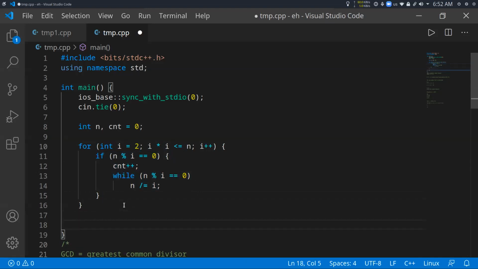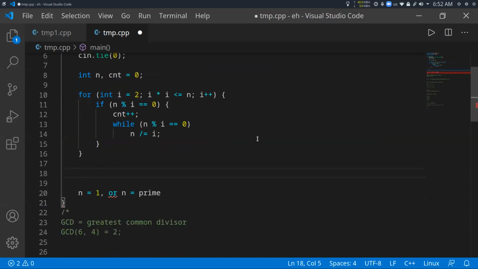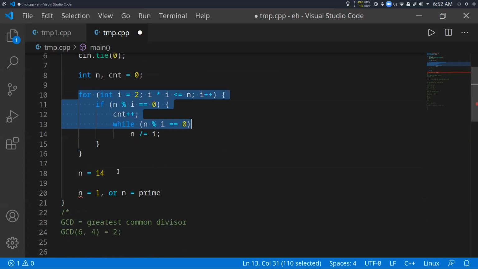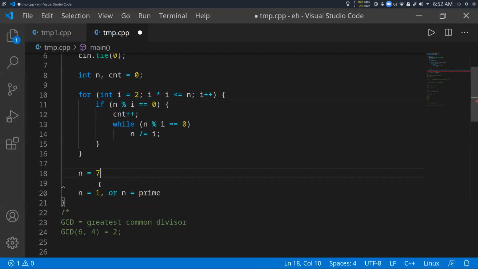And after this loop, there are two cases. n might be equal to 1, or n equals a prime. Why is that? Because if initially n equals 14, then at the first time I'll eliminate 2, then n will be equal to 7. But then I'm saying that i times i is smaller than or equal to n. So I will not reach this 7. I'll stop at 2, at 3. Because when i equals 3, 3 times 3 is 9, which is greater than 7. So I will not reach 5, 6, 7. So at the end, n might be 1 or prime.